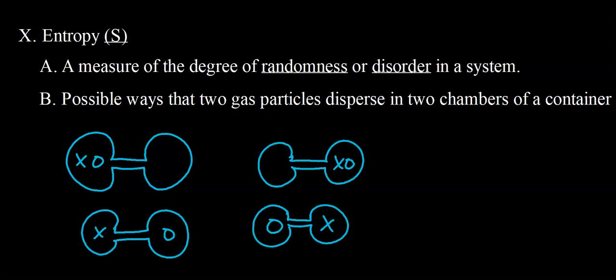So here are the different combinations of arrangement of particles in that container. Both gases could be on the left side, both gases could be on the right. Gas X on the left, gas O on the right, or the opposite of that. So again, this is just based on random particle motion and where those particles may be at any given time, or the different combinations of where they may be in that container.